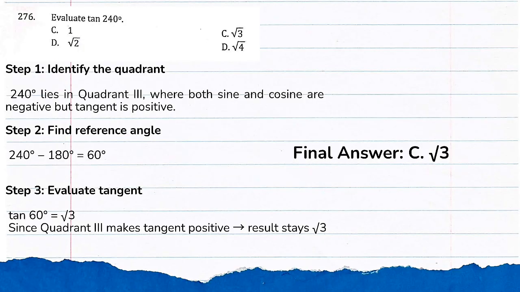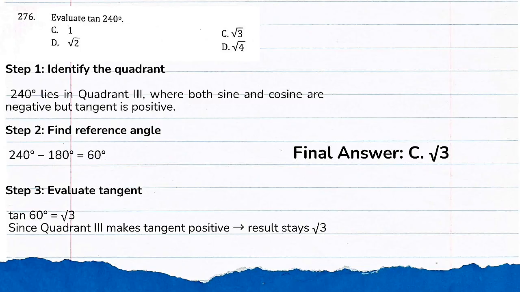To solve, step 1, identify the quadrant. 240 degrees lies in quadrant 3, where both sine and cosine are negative but tangent is positive. So we first determine the sign using quadrant rules, or ASTC. Step 2, find the reference angle. 240 degrees minus 180 degrees is equal to 60 degrees. We reduce the angle to its reference angle to simplify computation.